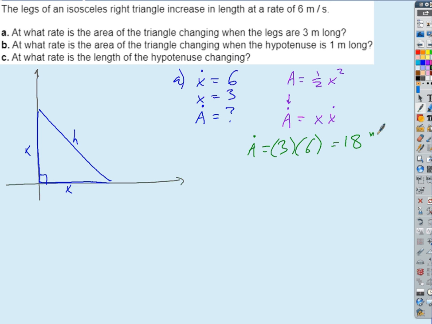Meters. Okay, meters squared per second. That's how fast we're accumulating area. Okay, so there's part A. Now what about part B?